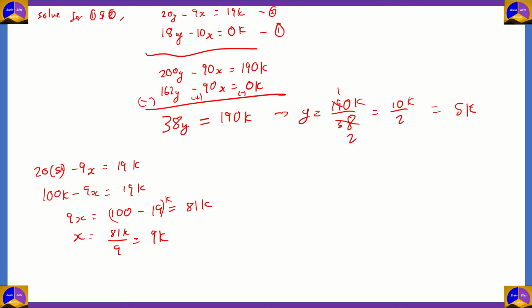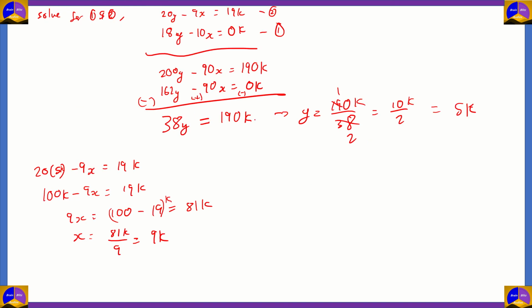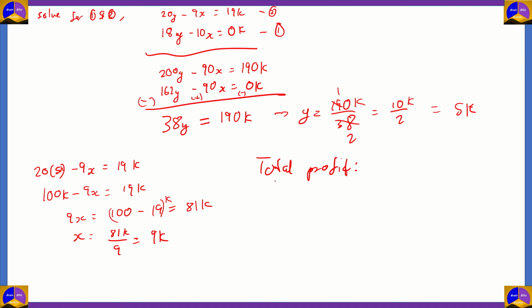We know that x equals 9 crores, and y equals 5 crores. We need to find the total profit of all these companies. So in order to find the total profit, we're going to use these values that we found and add them together. So total profit is the sum of individual profits. P of C1, we can write that as 9x. P of C2 is 10x. P of C3 is 8, not 18.